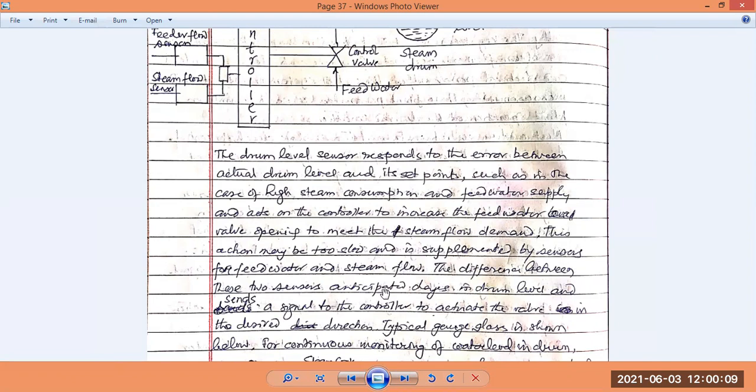Now, the difference between these two sensors anticipates the change in the drum level and sends a signal to the controller to actuate the valve. There are two sensors, a feed water sensor and a steam flow sensor. The difference should be an anticipated change. So it will send a signal: feed water is less or feed water is more, or the steam flow may be high while feed water is less. So the difference between these should be within a limit.